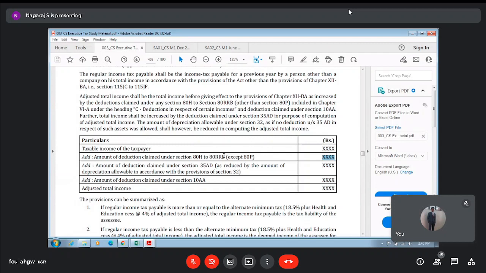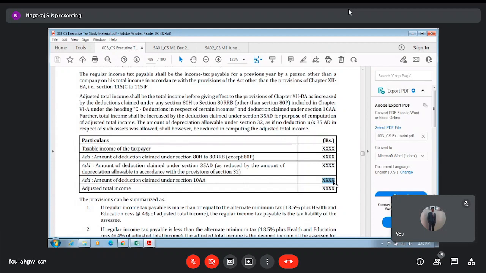Okay. Next, section 35AD. Whatever the amount you have claimed, deduct that one. 10AA deduction. How much 10AA? For the first 5 years, it is 100% of profit of the SEZ unit. Next 5 years, it will be 50%. Next 5 years, it will be amount transferred to SEZ reserve account or 50% of profit, whichever is less.